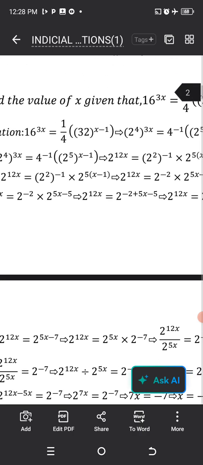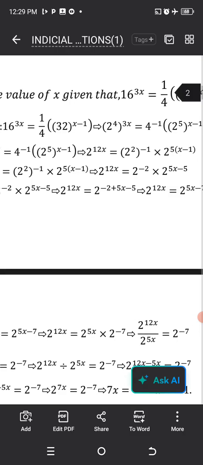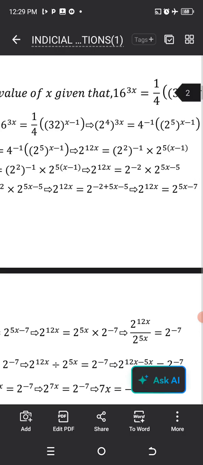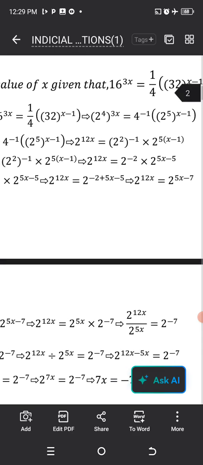the 16 raised to power 3x to what now? We change it to index. That is 16 raised to power 3x is now inside the parentheses 2 raised to power 4 all raised to power 3x. And that 1 over 4 is negative index, which has been written as 4 raised to power minus 1, multiplying everything inside the parentheses. That is 32 all raised to power x minus 1, which can be eventually written as 2 raised to power 5 everything raised to power x minus 1.